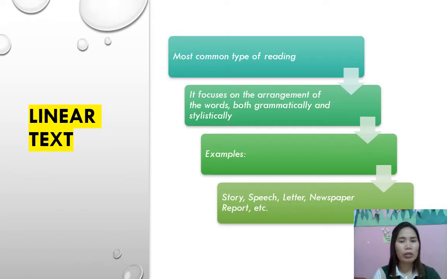So first is linear text. This is the most common type of text that needs to be read from beginning to end. It focuses on the arrangement of the words, both grammatically and stylistically. Generally, the texts are printed on paper, for example, speech, story, letter, newspaper report, and many more. Those are considered linear text. Also novels, poems, short stories, educational text. Those are some examples of linear text.